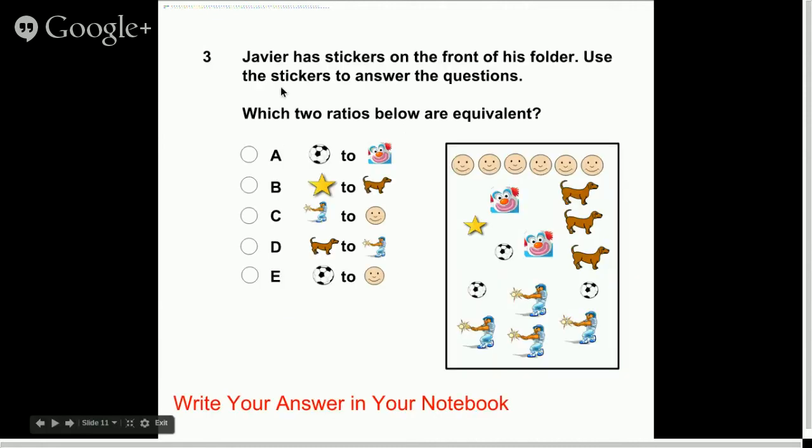All right. Javier has stickers on the front of his folder. This is the front of his folder. Use the stickers to answer the question. Which two ratios below are equivalent? Soccer balls to clowns, stars to wiener dogs, baseball players to smiley faces, wiener dogs to baseball players, or soccer balls to smiley faces. Go ahead and pause it.